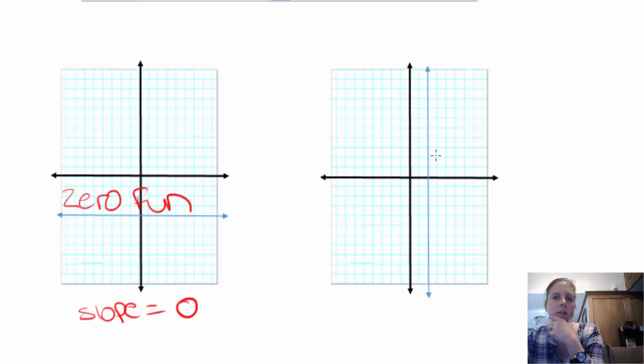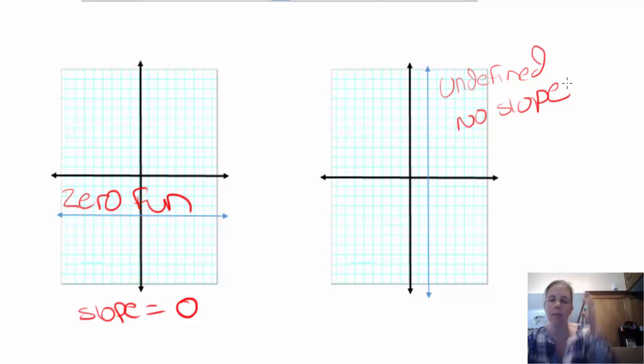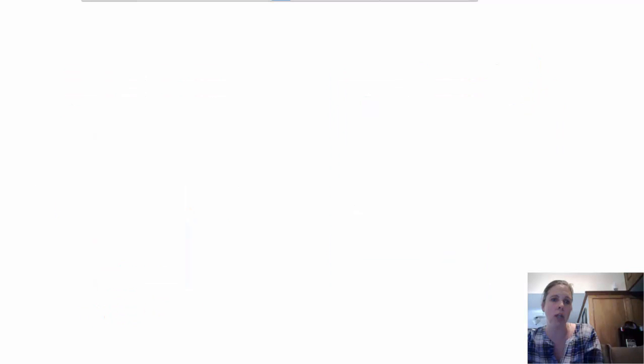So over here's your vertical line. And remember, the worst word in math language is undefined. So remember, he fell off the cliff, undefined. It might also be said as no slope. Some books say no slope, some books say undefined. Those are just ones you have to remember, and hopefully Slope Dude will help you remember that.